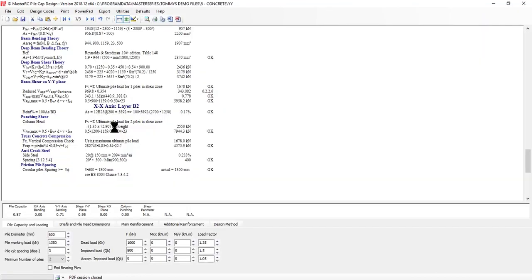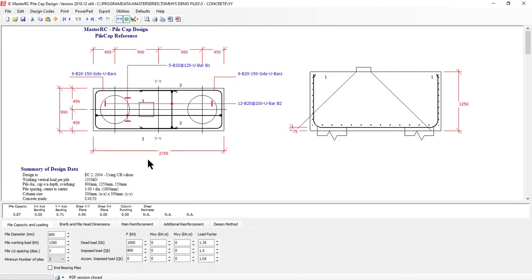MasteRC pile caps. A very, very powerful little program. Here we got a little two pile cap. The column is eccentric from the beam, the pile cap. Obviously, most people would just design this as a simple beam, but doing it as a pile cap does have its advantages, using truss analogies and the likes to get a more accurate design.